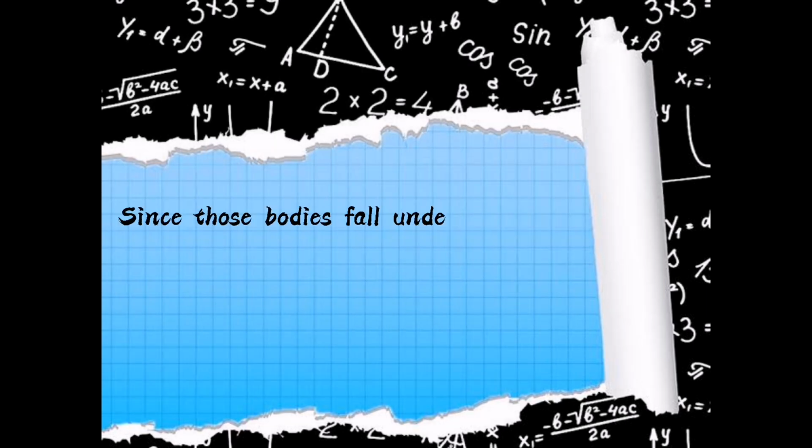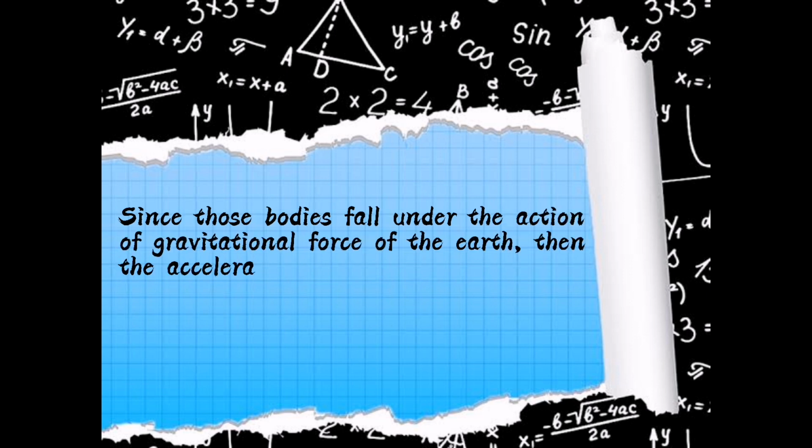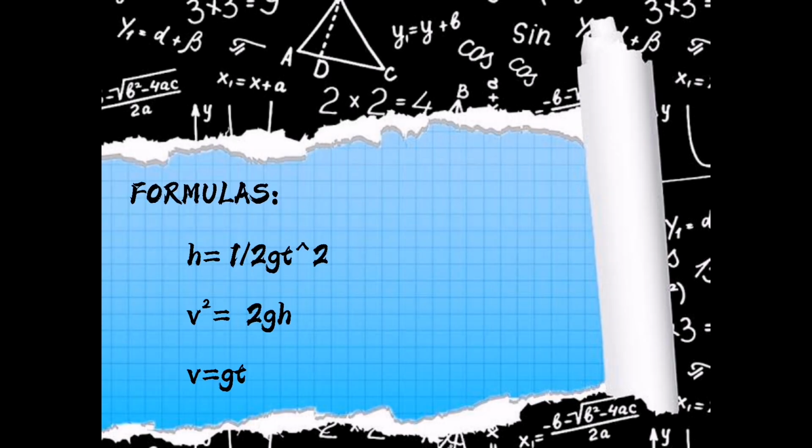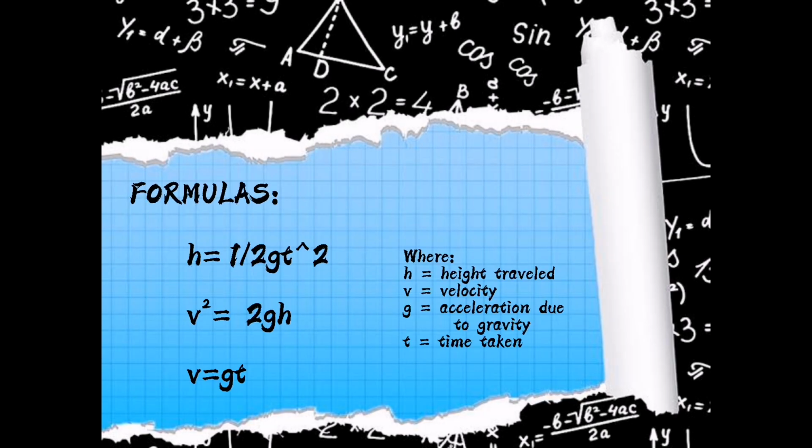Since those bodies fall under the action of the gravitational force of the Earth, the acceleration is represented by g, or gravitational acceleration, where g is equal to 9.81 meter per second squared, or 32.2 foot per second squared. Here are the formulas of free-falling bodies. h is equal to 1/2 gt squared. v squared is equal to 2gh. And last, v is equal to gt.